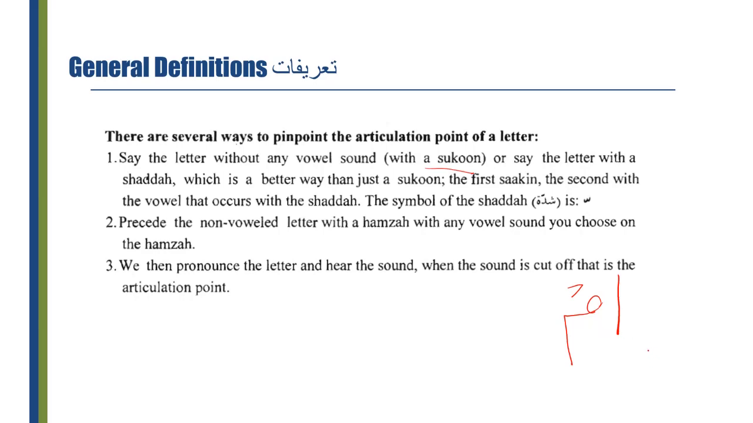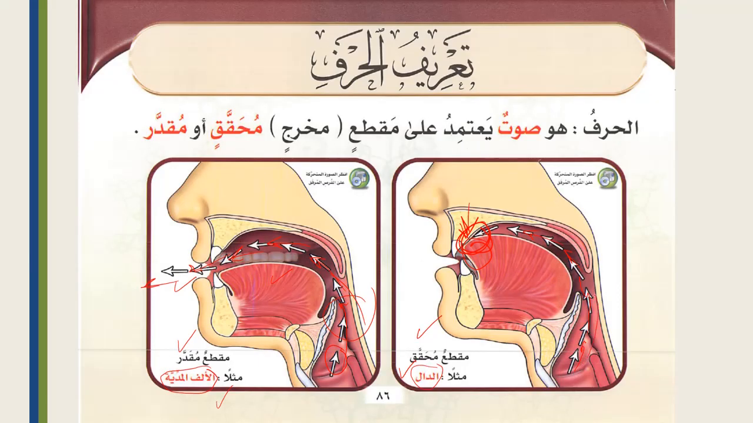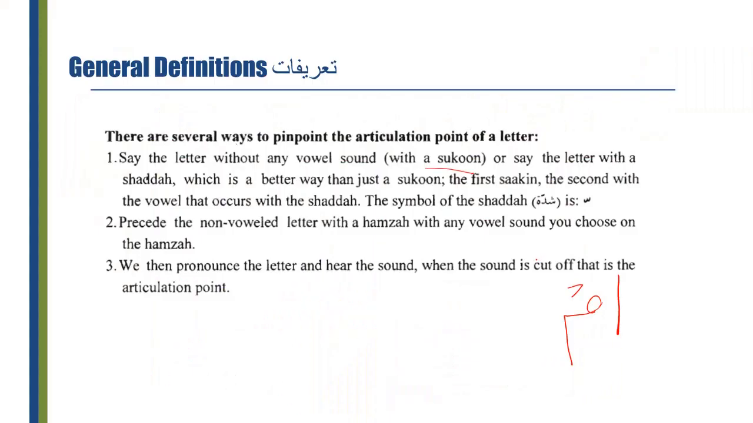Again, remember the air thing. When the air stops, that means it stops at the point of articulation. So when we say it, the air stops at the lips. The lips are preventing the air from going out. So the lips here are the مخرج of meme.